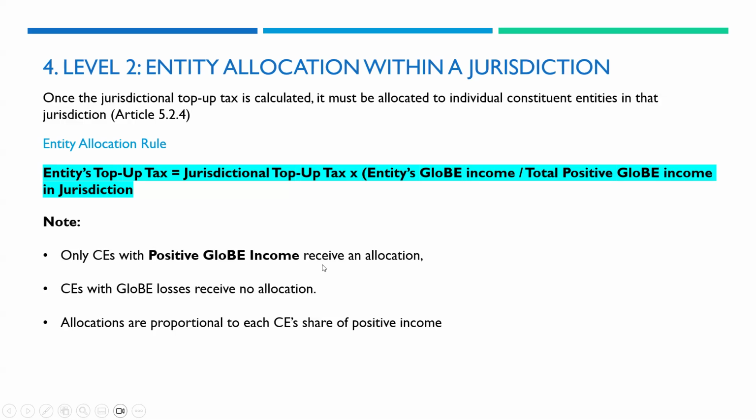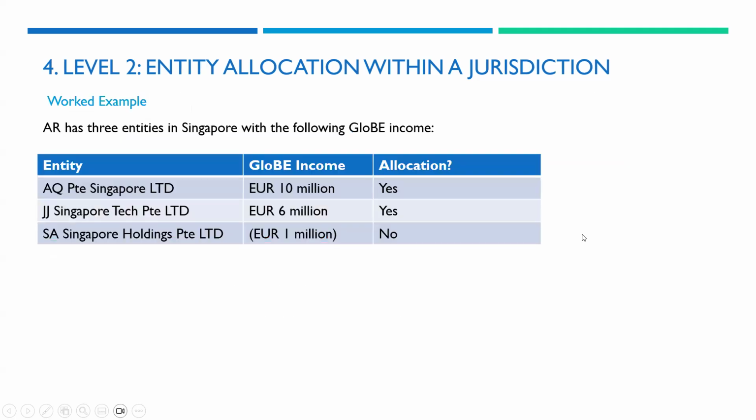I think we already saw this in another concept before while doing UTPR, right? There is something called a UTPR carve out, where somebody who has a loss will either be removed from the pool or would only have 0% allocation. Same concept for the jurisdictional constituent entities also. CEs with globe losses receive no allocation, and allocations are proportional to each CE's share of positive income only. Let's understand how it is done.